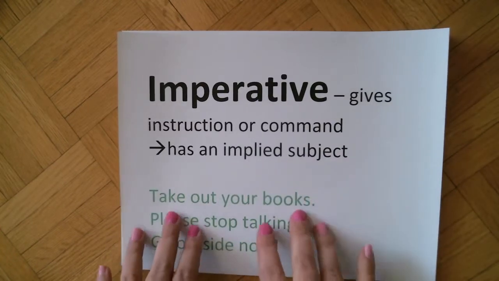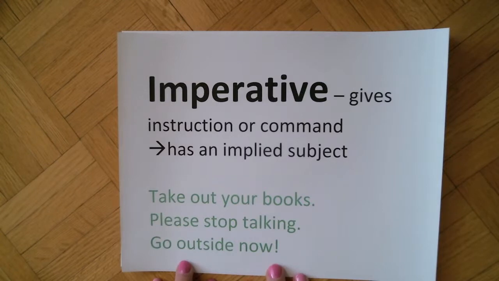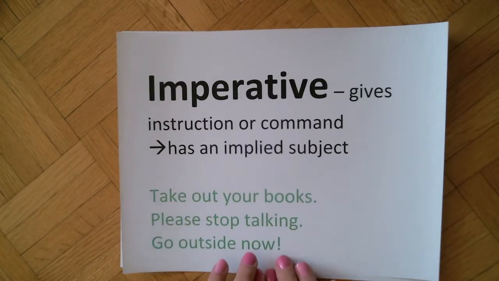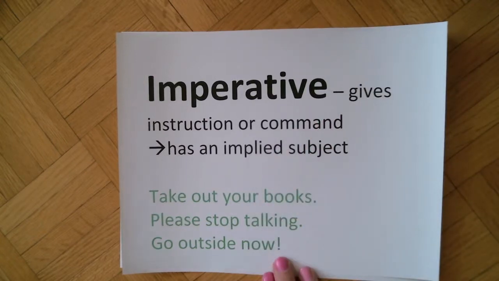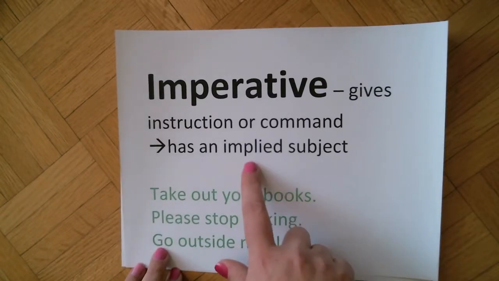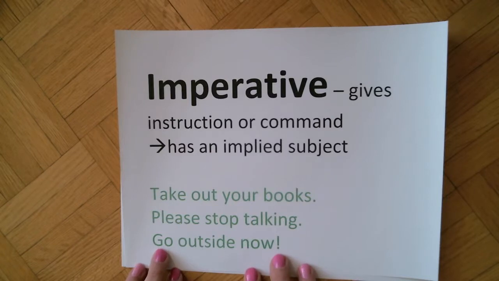So instructions: take out your books, please stop talking, go outside now. If you want to think about imperative sentences, think about the kinds of things teachers are often saying to students because they're giving instructions, telling them what to do. Now I said, remember, sometimes ones that end with exclamation marks can be imperative sentences, not exclamatory sentences. The important thing here about this exclamation sentence is that it's an instruction. It has an implied subject. It's telling someone what to do.